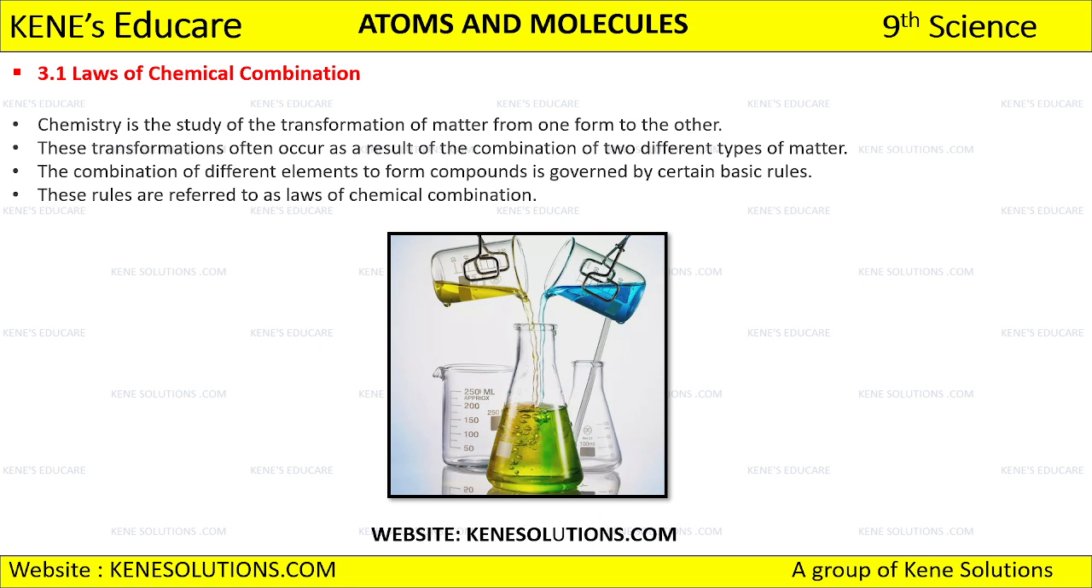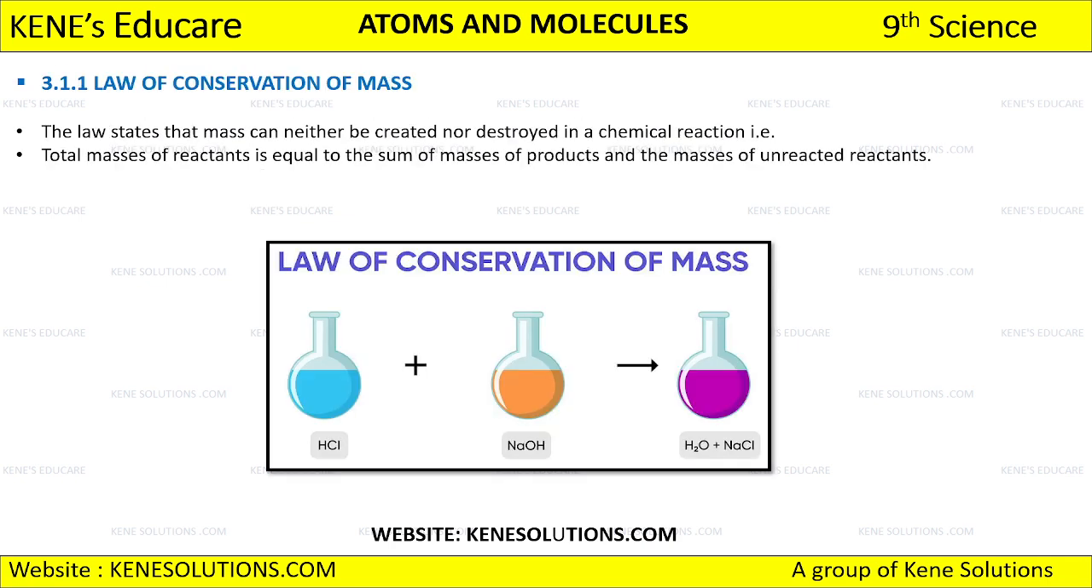So these are the laws of chemical combination. These rules are very important and laid down the two important laws of chemical combination, where the first law that we have is the law of conservation of mass. This law states that mass can neither be created nor be destroyed during a chemical reaction, right? And we can explain this through an activity.